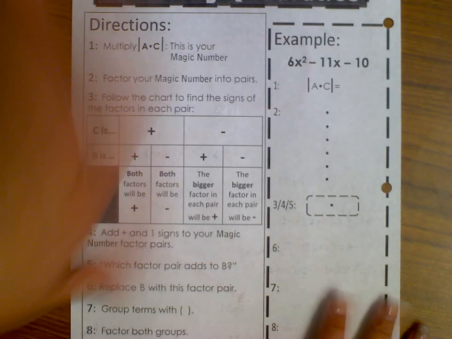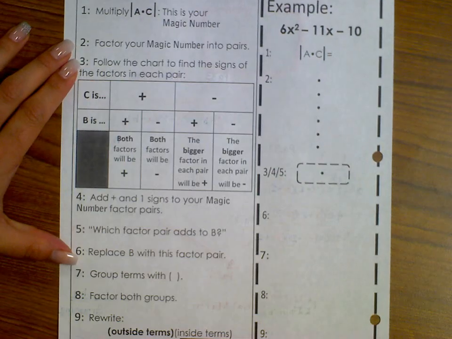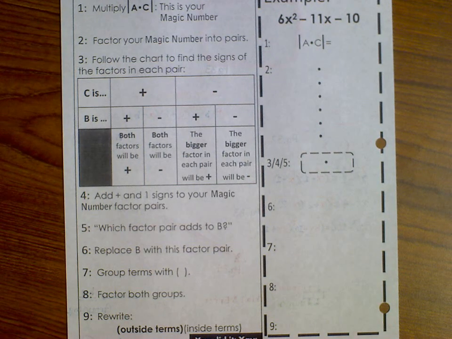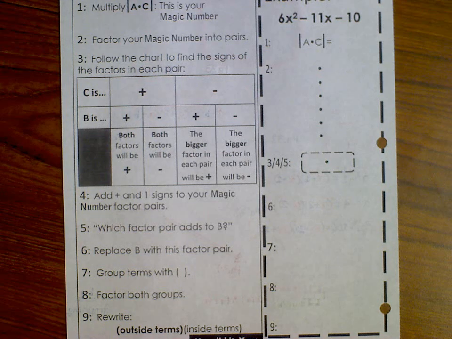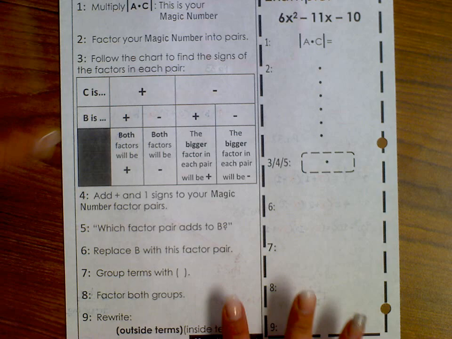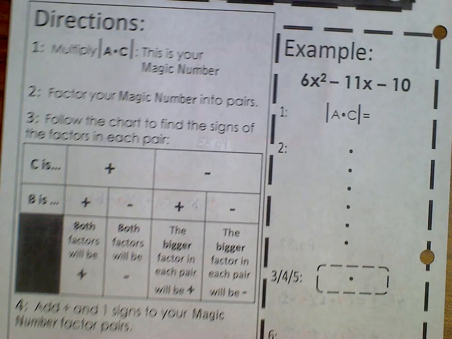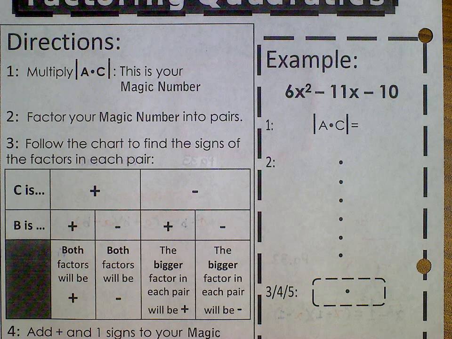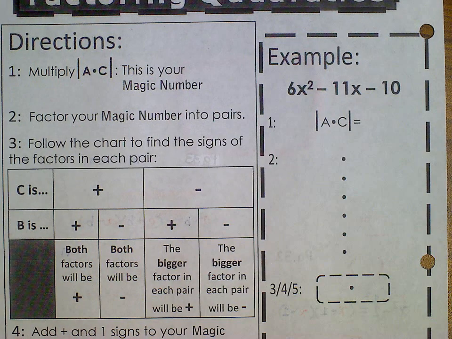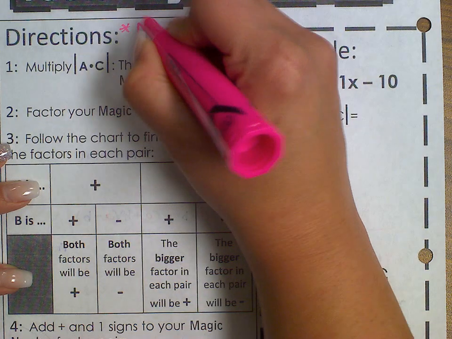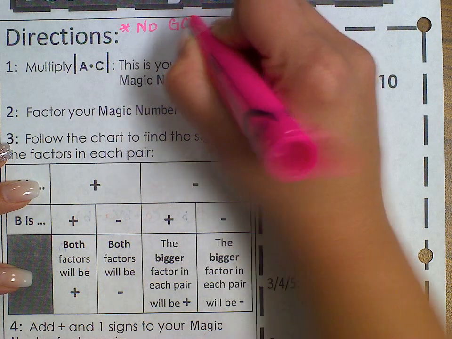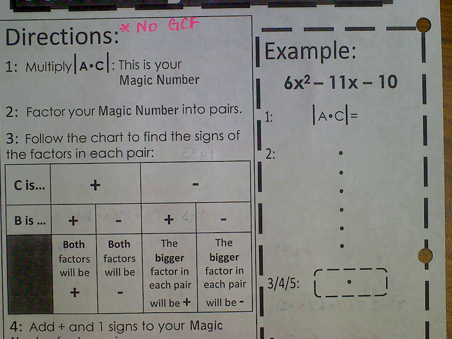Now, these are all of the steps, but the more you do it, the more it'll just come naturally. So we're going to have a lot of practice today. First and foremost, forever and always, what is the first thing I need to do? Find a GCF. Do I have a GCF in this example? All right, I'm going to write over here, no GCF. So I do not have a GCF.